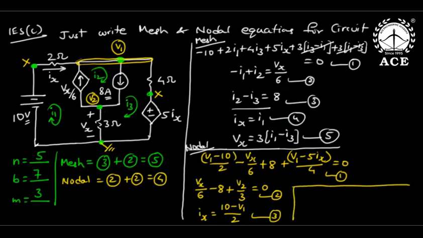See, Vx itself is V2, because Vx is the voltage across 3 ohms, but this is taken as reference. This branch voltage across 3 ohms is nothing but V2, so Vx is V2. That is equation 4. Look at all the equations, please. Everybody look at all the equations.